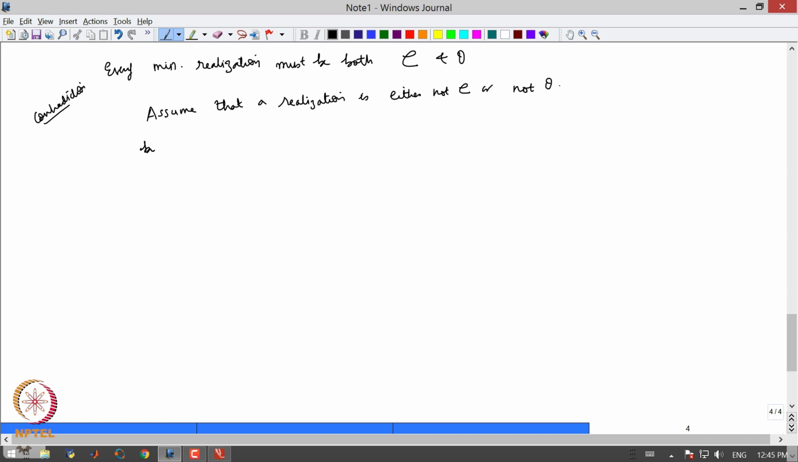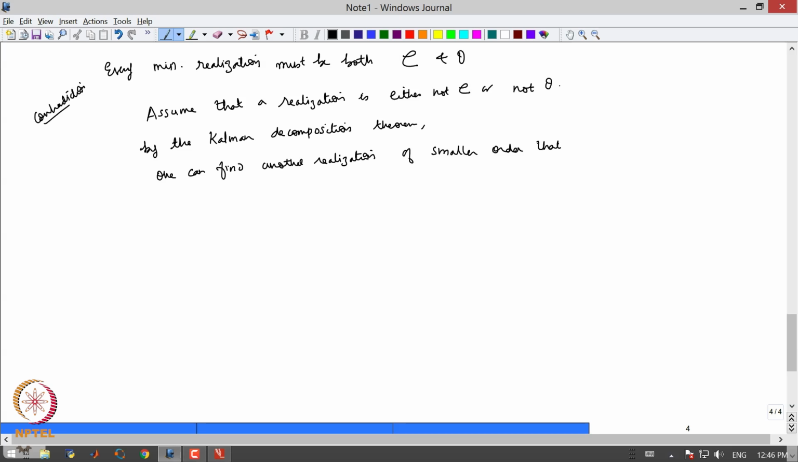And therefore, by the Kalman decomposition, we can always find a realization of smaller order that realizes the same transfer function, and therefore contradicting minimality.